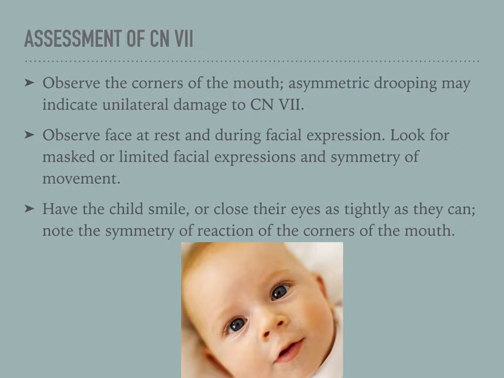An assessment of the cranial nerve number 7, facial nerve, is to observe the corners of the mouth, as asymmetric drooping may indicate unilateral damage. You should observe the face at rest and during facial expressions. Look for masked or limited facial expressions and symmetry of movement.